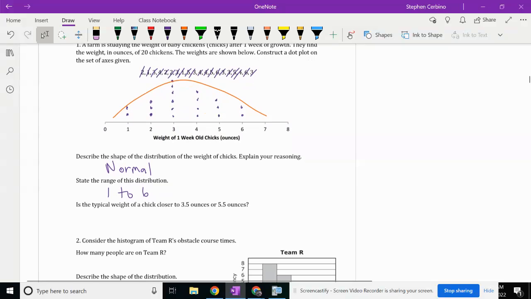Is the typical weight of a chicken closer to 3.5 or 5.5? So 3.5 would be about here. That would be where some of the higher peaks are. 5.5 would be here. So what would be more typical? 3.5 would be in this range here, so that would be closer to the average of all the chickens, which we'll get to in another lesson. But for right now, I just want you to notice that the number 3.5 is where more of the dots are compared to 5.5.